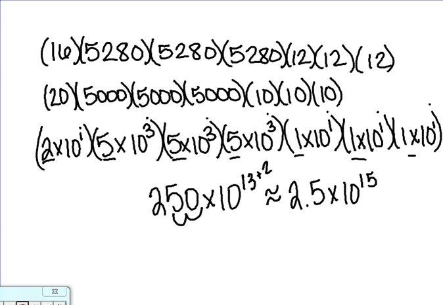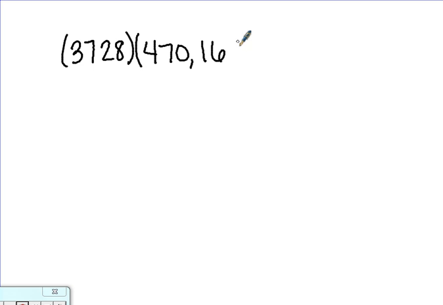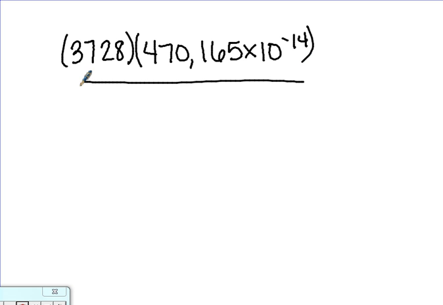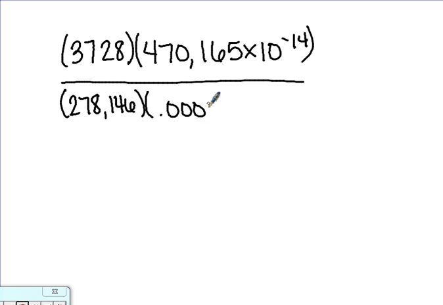Let's go ahead and do another example. We have 3,728 times 470,165 times 10 to the negative 14th, all over 278,146 times 0.000713 times 10 to the negative 5th.